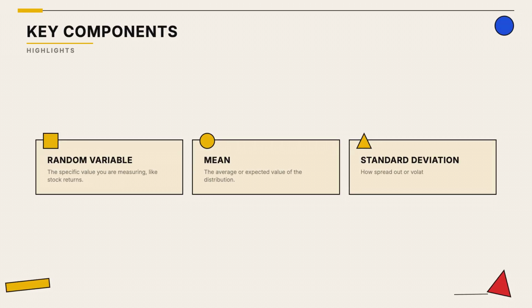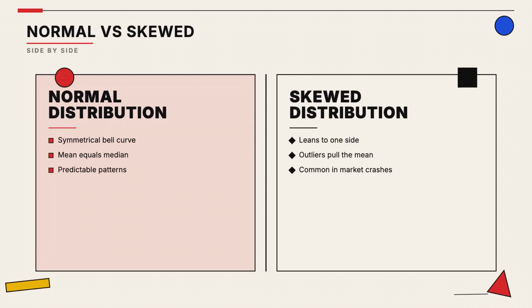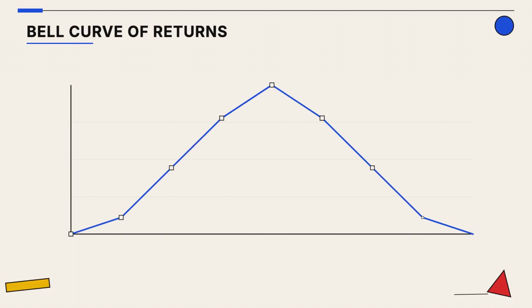These three pieces help investors understand the central tendency of an asset and how wide the range of potential performance might be. A normal distribution is balanced, but financial markets often show skewness, where extreme events happen more often than a simple bell curve suggests. The classic bell curve shows that most outcomes cluster near the middle, with extreme gains or losses becoming increasingly rare as you move outward.